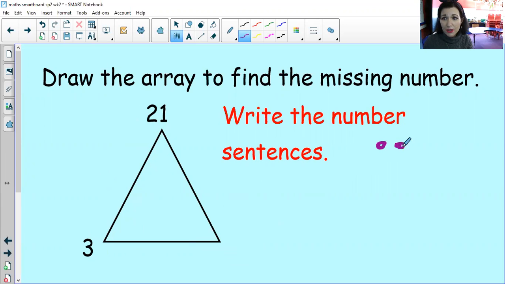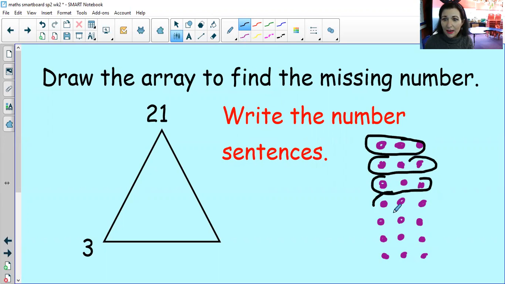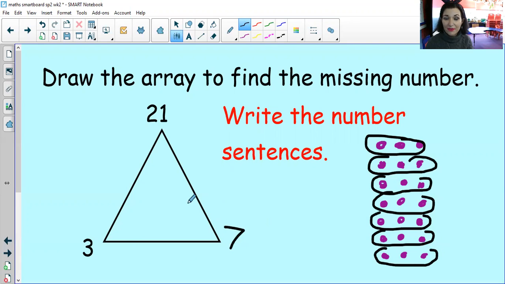Okay, so 1, 2, 3, 6, 9, 12, 15, 18, 21. Okay, so now I need to count the groups of 3. 1, 2, 3, 4, 5, 6, 7. So my missing number was 7.